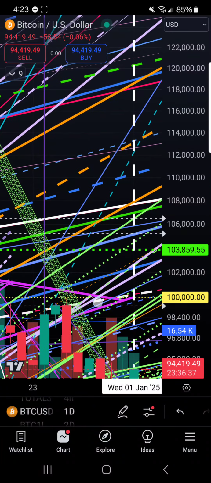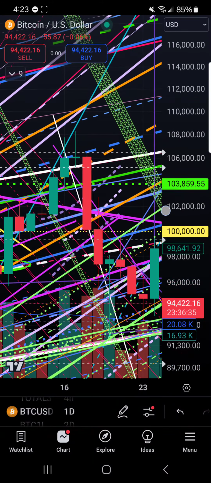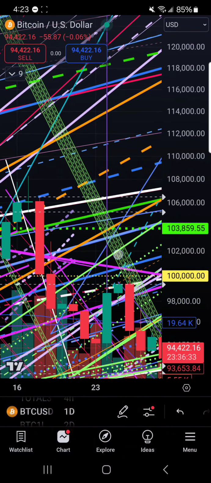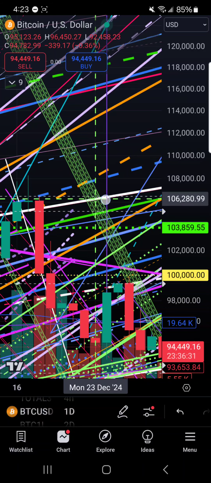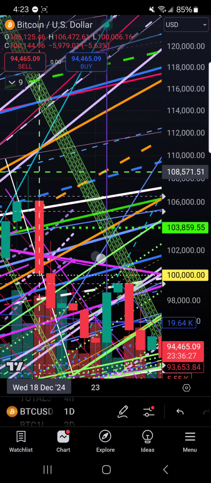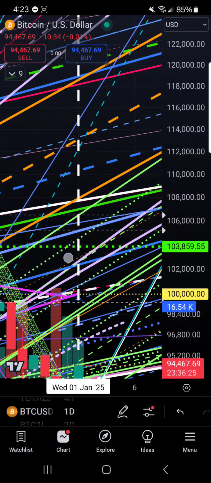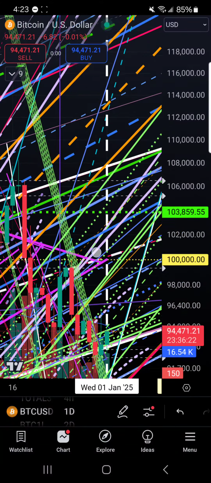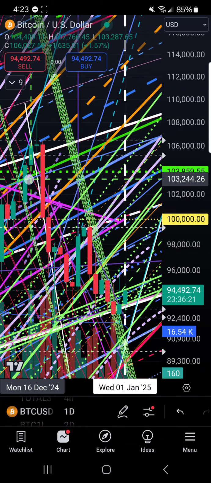I did believe that we would continue on outside of the white parallel channel here, and then see the pullback in January. But needless to say, we pulled back. We had this big pullback here first.